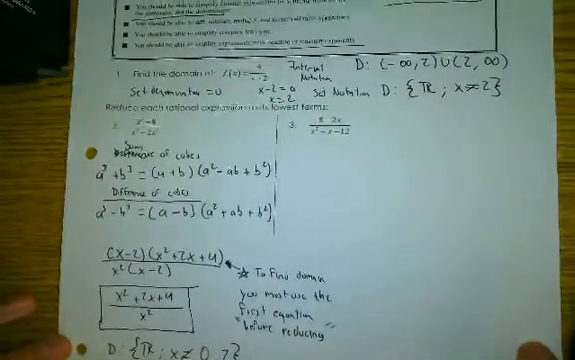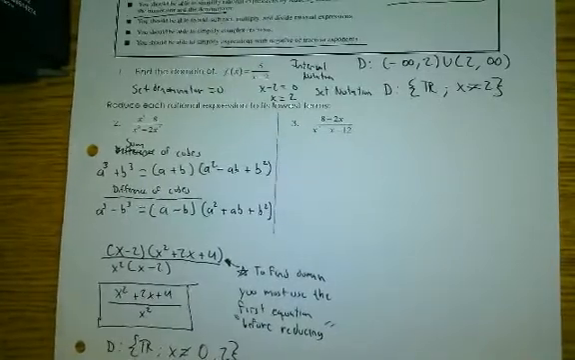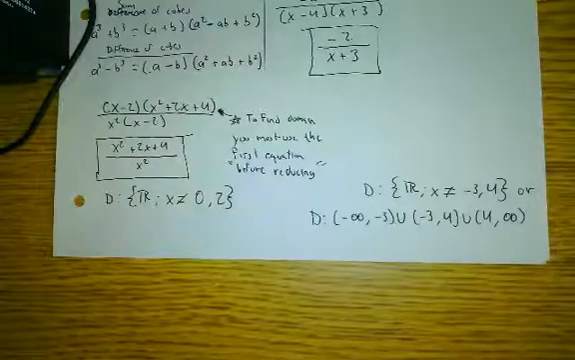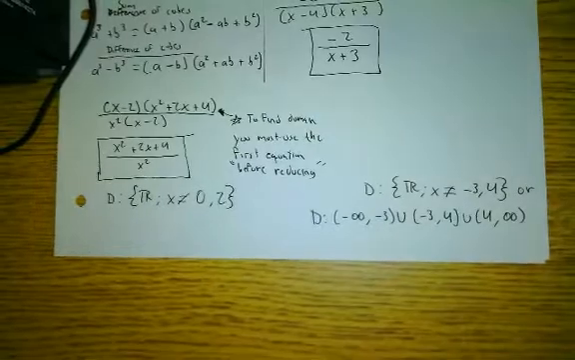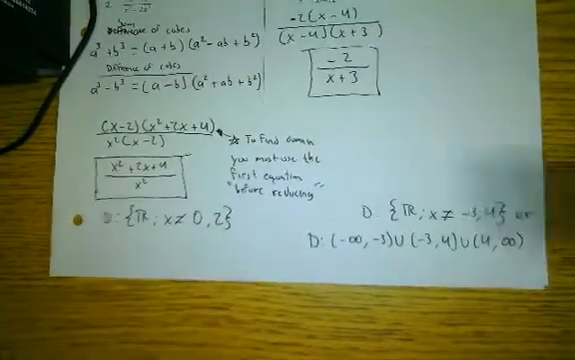Alright, so number 3, I want you to try it on your own. Reduce it, and find the domain, please. Alright, check your answers. When you reduce the expression, you should be able to get negative 2 over x plus 3.